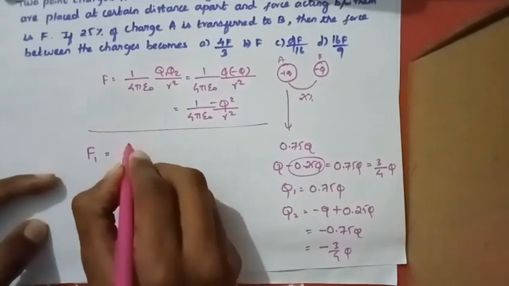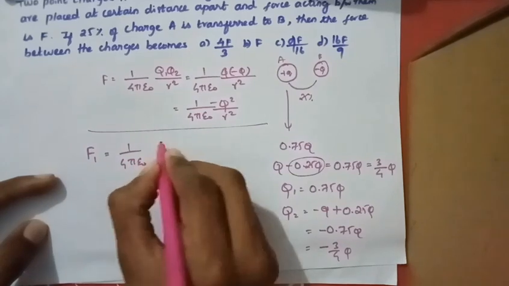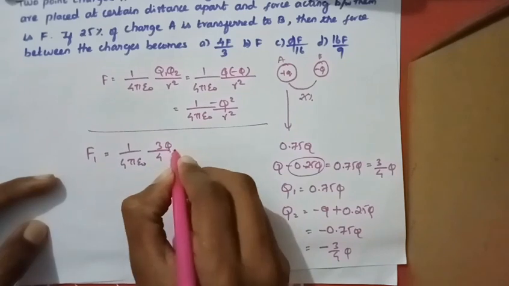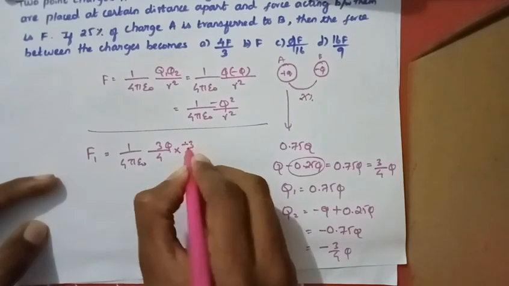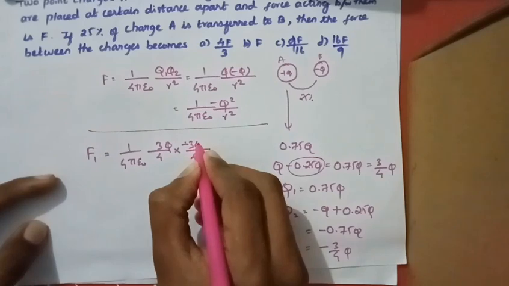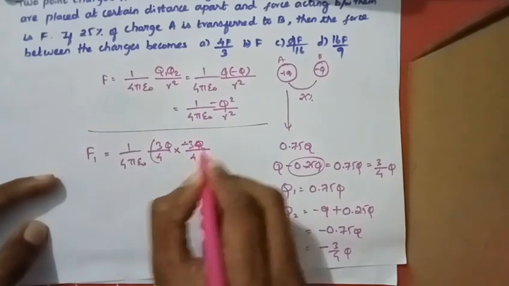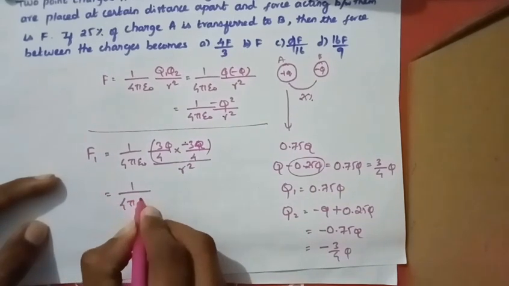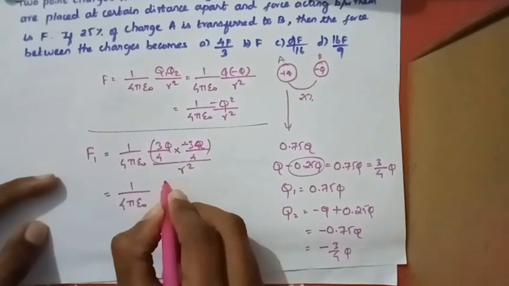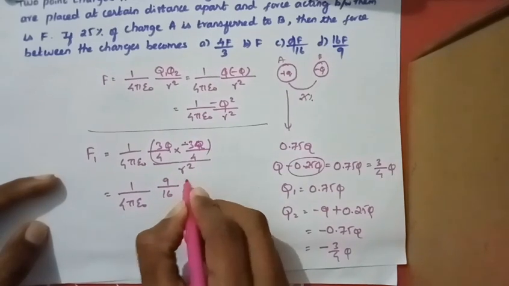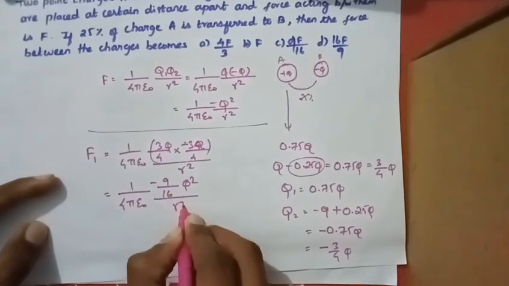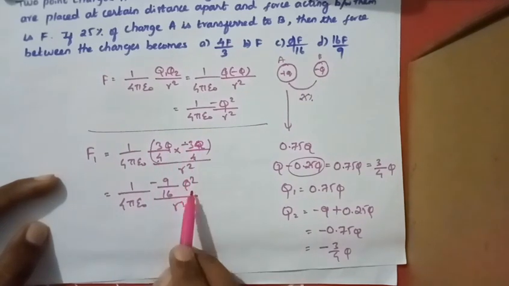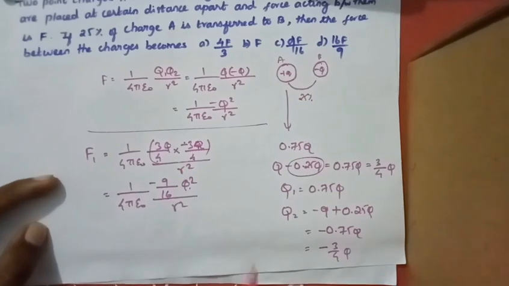Let's call the new force F1. So 1 by 4 pi epsilon naught, and Q1 value is 3 by 4 into Q and Q2 value is minus 3 by 4 into Q. In the denominator we have R square. Just replace the values: 1 by 4 pi epsilon naught, 3 threes are 9 and 4 fours are 16, you will get Q square, and minus will be there, and R square. So 3 into minus 3 is minus 9, 4 into 4 is 16, and Q into Q is Q square, and you have the same R square in the denominator.